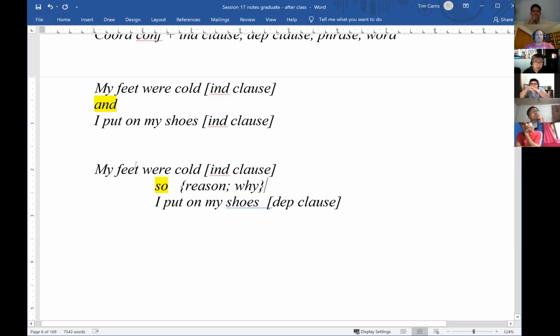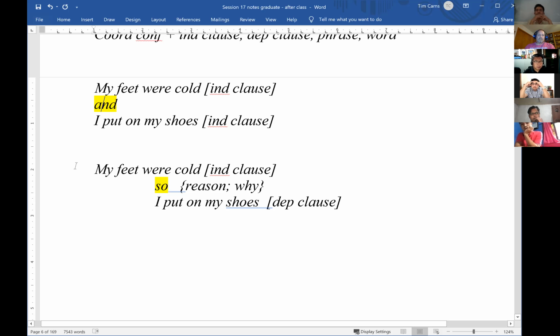So here, just by knowing the type of conjunction tells me how the author intends for these two clauses to work together. In the first example, because he uses a coordinating conjunction, that tells us the author is intending to give us two independent, equal statements. Let me tell you, brothers, my feet were cold. And I also want to tell you, brothers, I put on my shoes. So I'm declaring two equal statements.